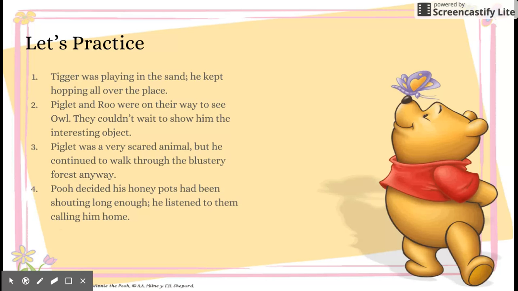Tigger was playing in the sand. He kept hopping all over the place. Piglet and Roo were on their way to see Owl. They couldn't wait to show him the interesting object. Piglet was a very scared animal, but he continued to walk through the blustery forest anyway. Pooh decided his honeypots had been shouting long enough. He listened to them calling home.